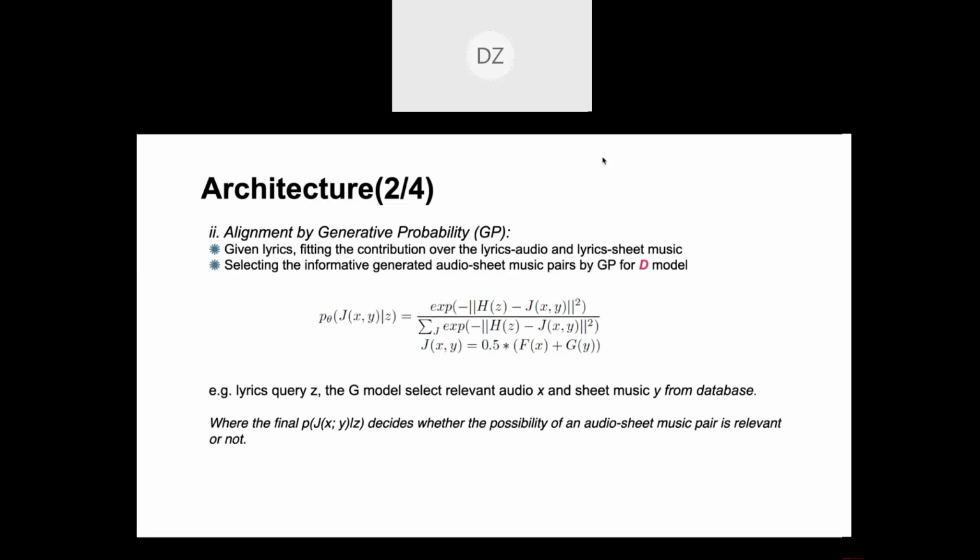So the generative probability of the G model is the foundation of selecting the relevant audio and sheet music pair from the unpaired data with lyrics. For instance, given a lyric as query, the generative model tries to select relevant audio and sheet music from that base. So here, this probability decides whether the audio and sheet music pair is relevant or not.